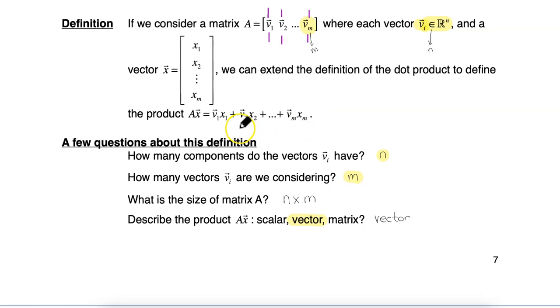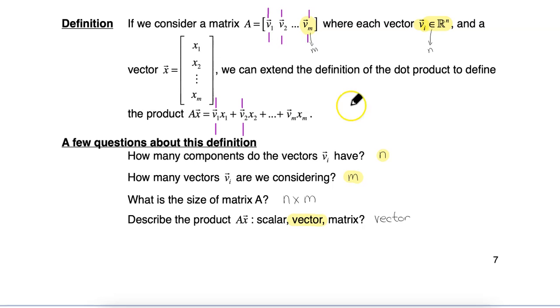And from here, what could we do? We could rewrite V1 as an actual column vector, V1 like this, and we could just distribute X1 in each of the entries of V1. So we'll see that in a second. Looking at this definition, there's a few questions that are worth asking to help us crystallize all these values and abstract concepts.